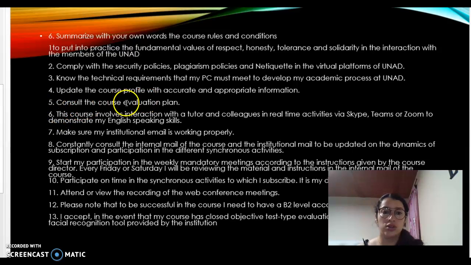5. Consult the course evaluation plan. 6. This course involves interaction with the tutor and colleagues in real-time activities via Skype, Teams, or Zoom to demonstrate my English speaking skills. 7. Make sure the institutional email is working properly. 8. Consistently consult the information in the course and the institutional email to be aware of the dynamics of subscription and participation in the different synchronous activities.